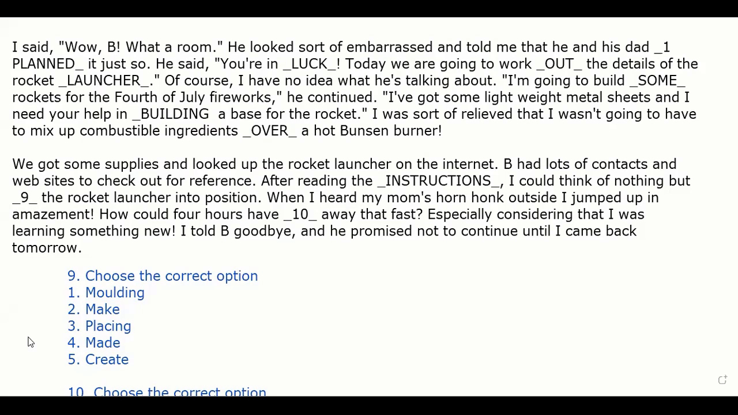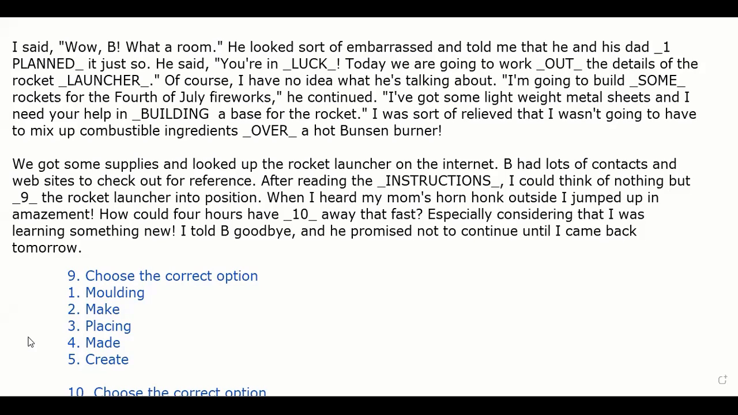After the instructions, I could think of nothing but molding the... When I heard my mom's horn honk outside, I jumped in amazement. How could 4 hours have gone this fast? So tell me one: have they already made the rocket launcher or not? They already built the rocket launcher? Sir, they built it. How do you know?